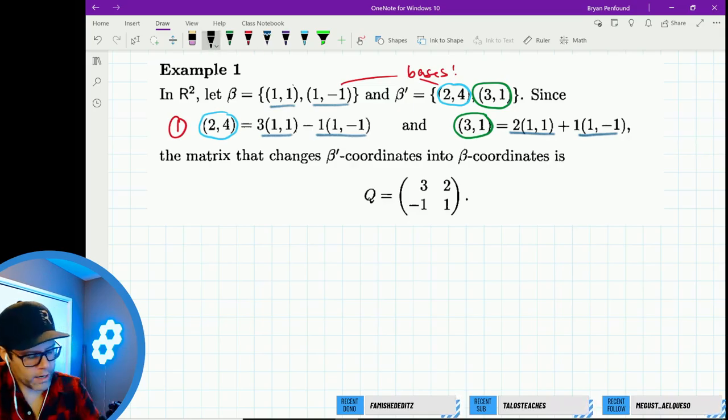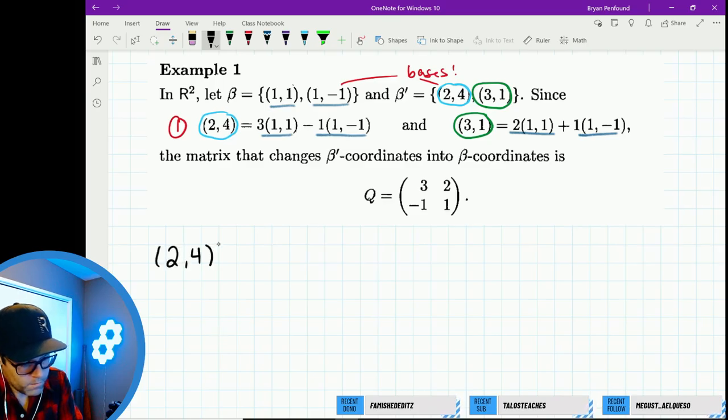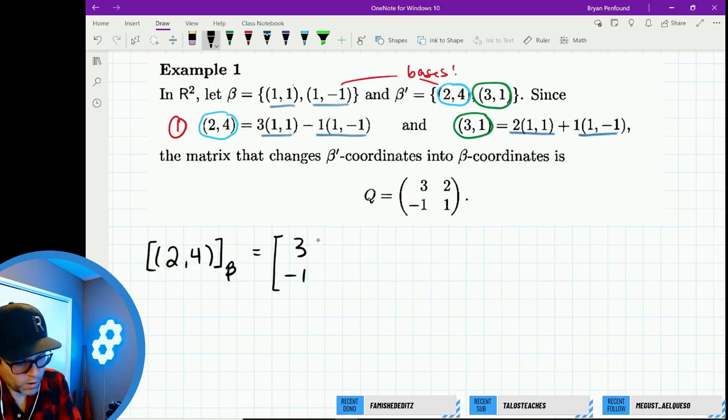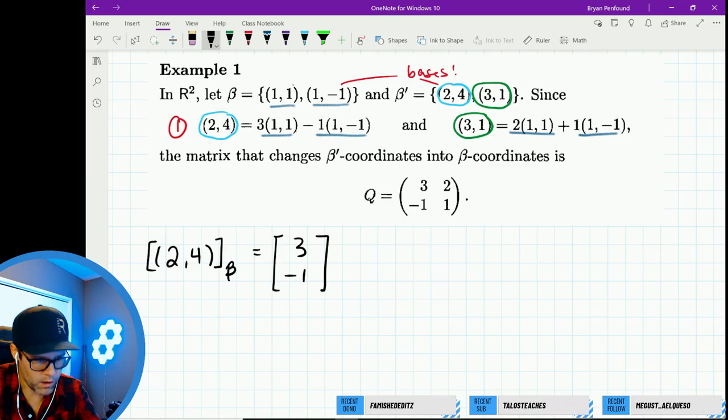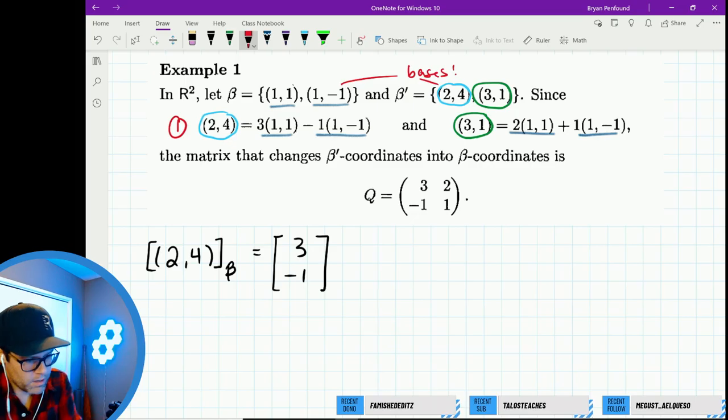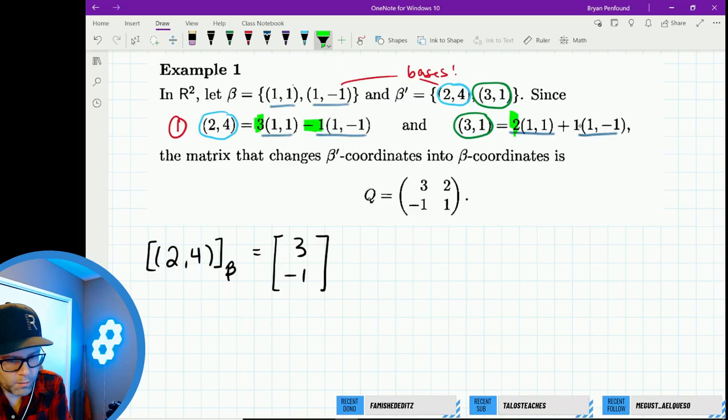So what we could do, in a linear algebra kind of way, is say that this 2, 4, with respect to basis beta, is completely determined by its coordinates. We could create what we call the coordinate vector, or the coordinate matrix, however we want to call it, with respect to basis beta. Those are going to be exactly the coefficients that we need for that linear combination. And we do the same thing for 3, 1.